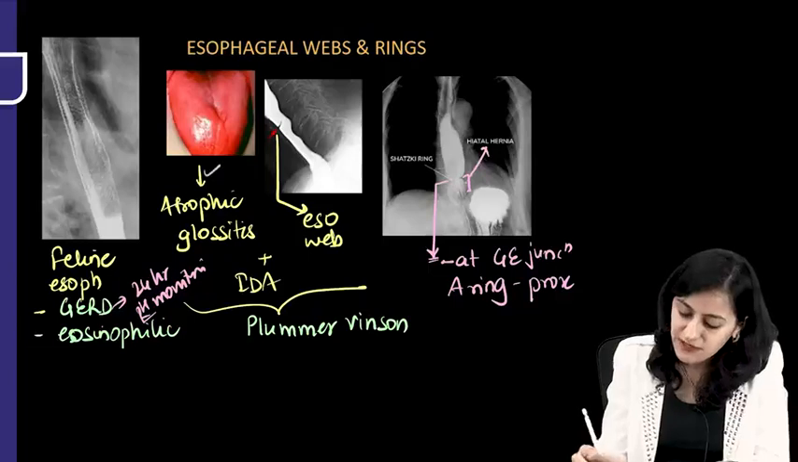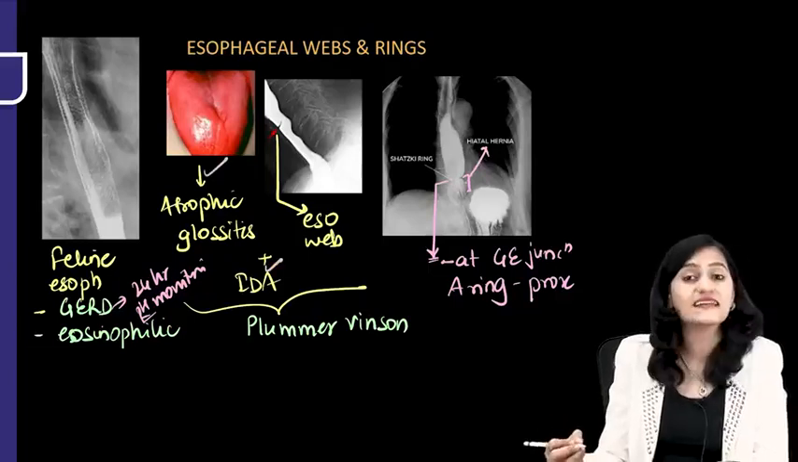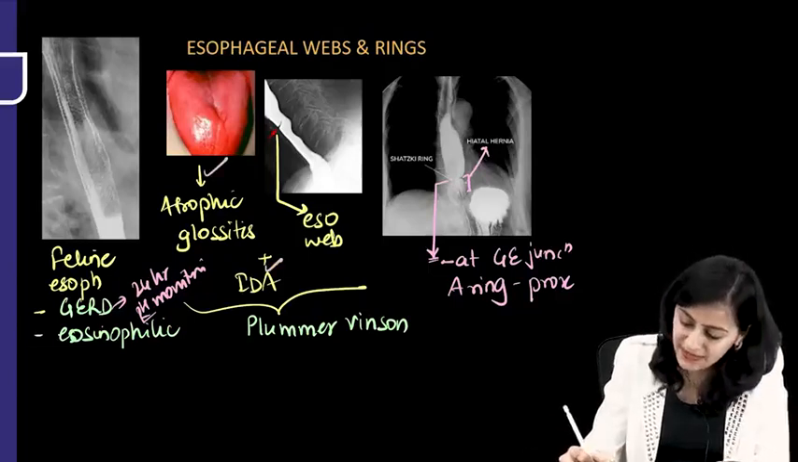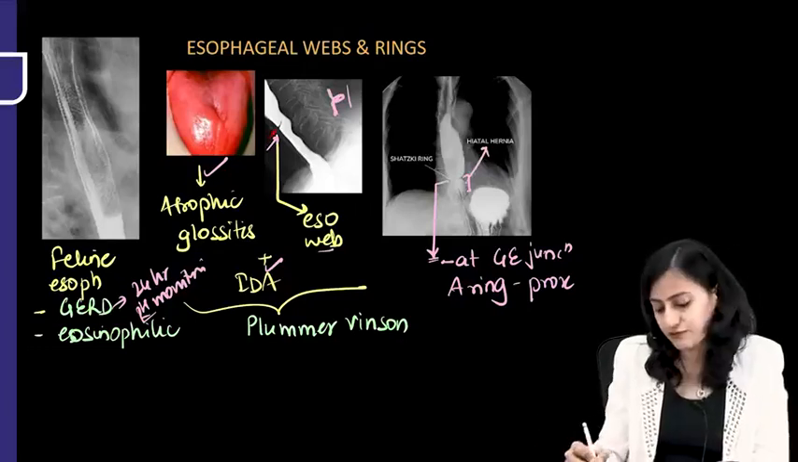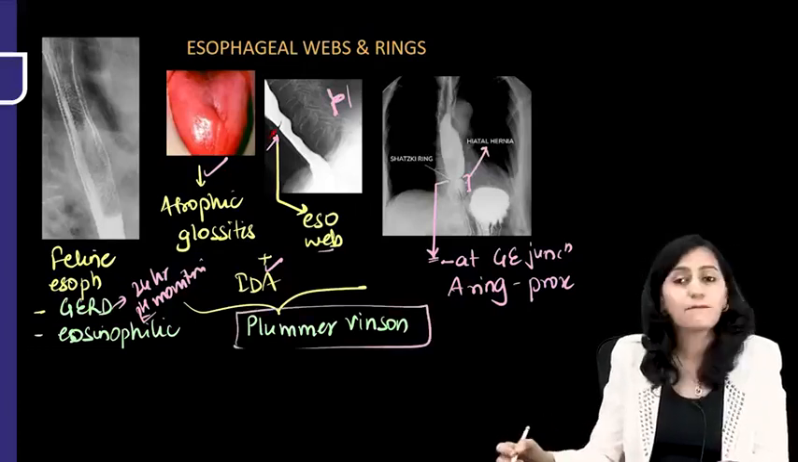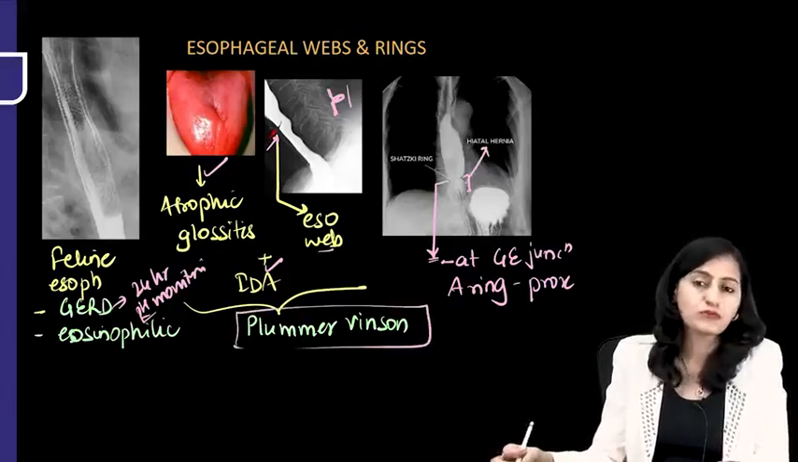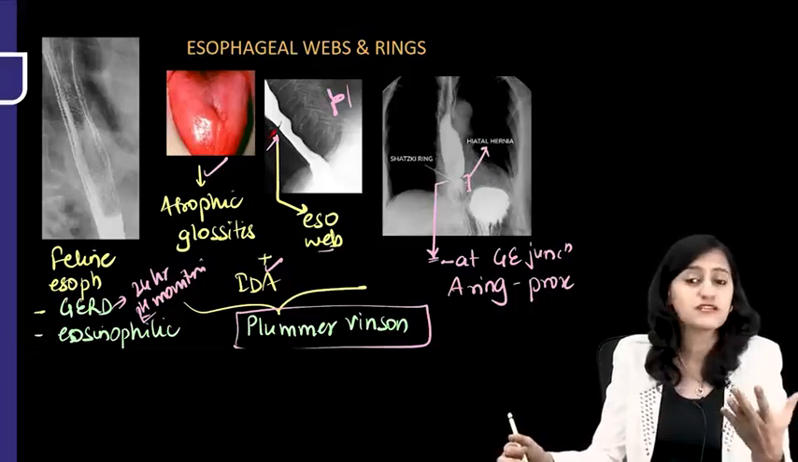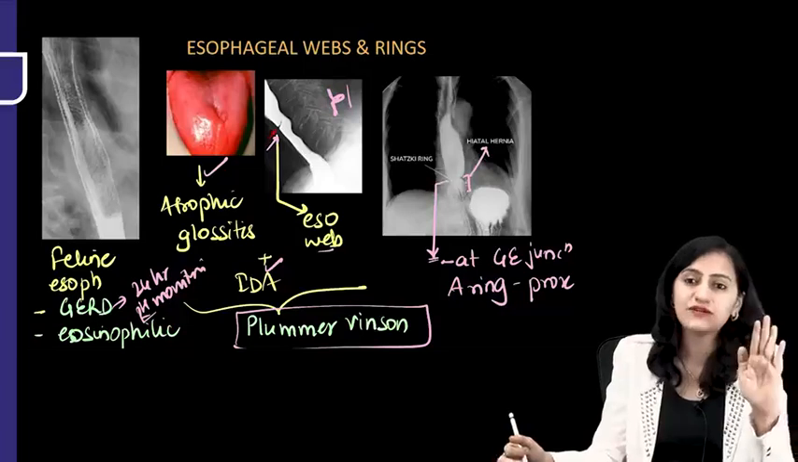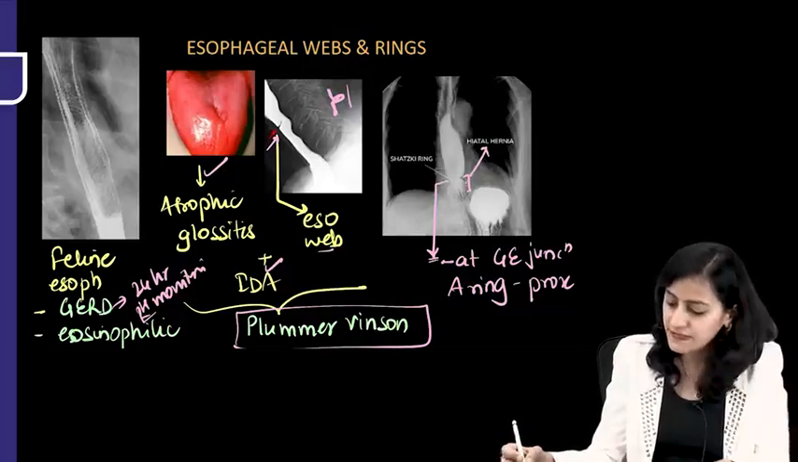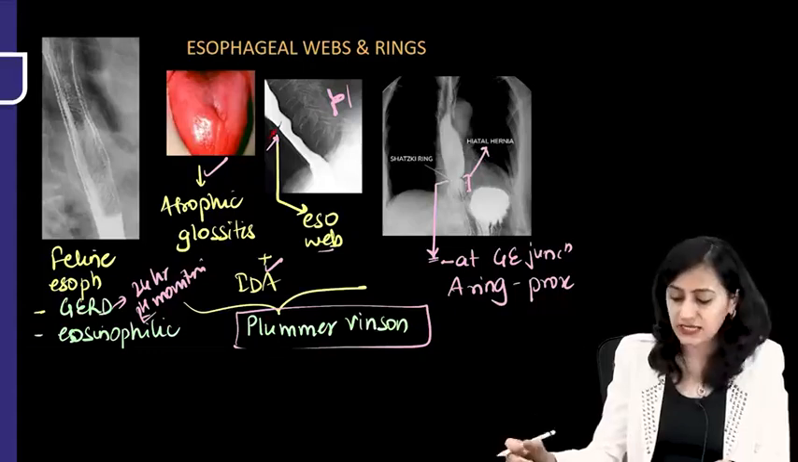If you have a patient with atrophic glossitis, iron deficiency anemia, and this in the esophagus, that is a web, right? This mucosal indentation that we are seeing, the esophageal web, is a case of Plummer-Vinson syndrome, which predisposes to squamous cell carcinoma, while Barrett's esophagus predisposes to adenocarcinoma of the esophagus. Next one, what is Schatzki's ring?